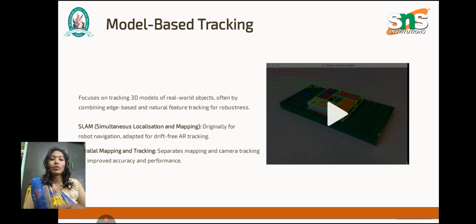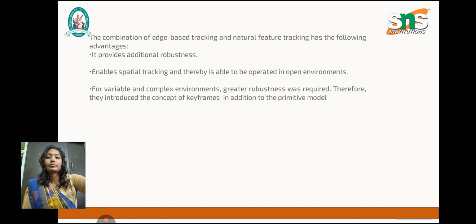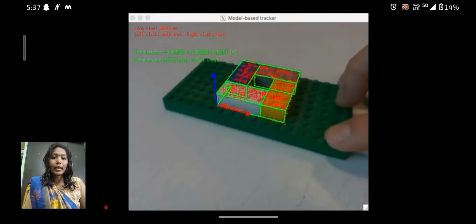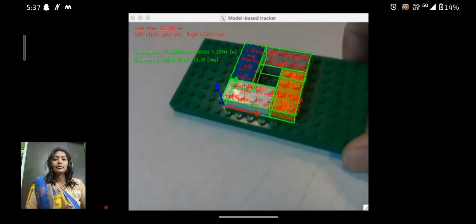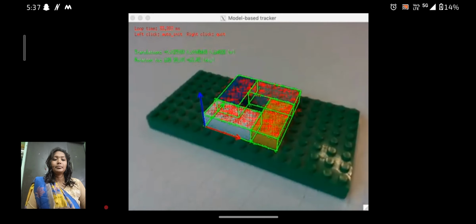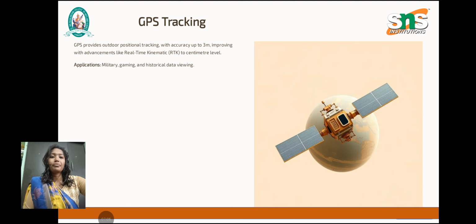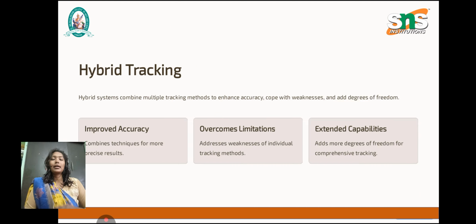This is one good example of model based tracking. So we can see, this is a good example of model based tracking. This model based tracking focuses on this, and this is GPS tracking. This will track the GPS.